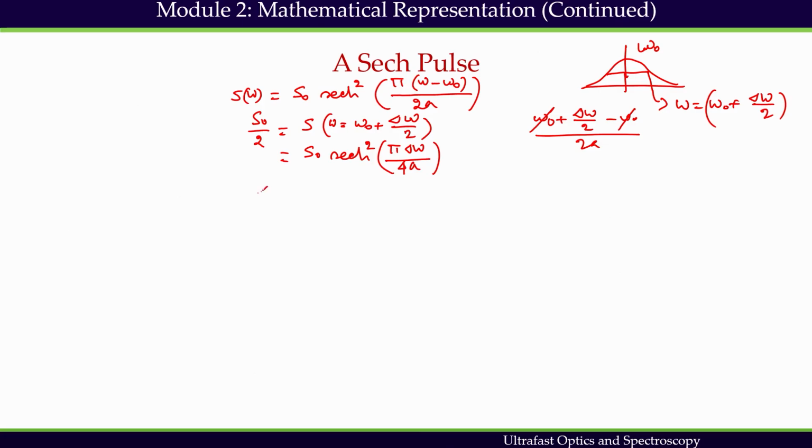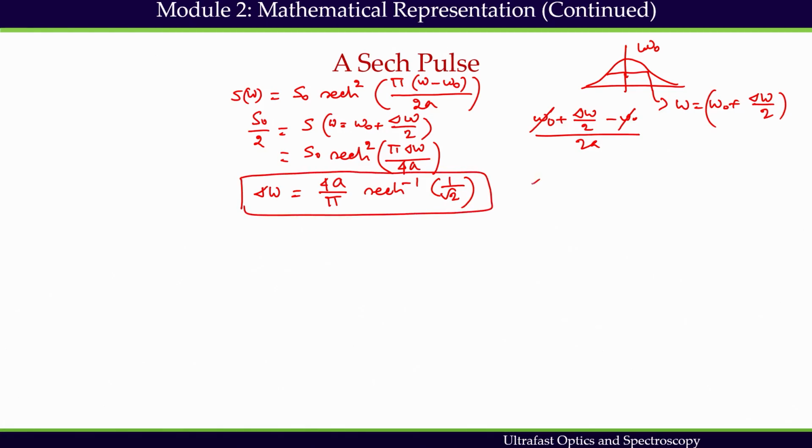or in other words delta omega. If I rearrange this equation, we get 4a by pi sec hyperbolic inverse 1 by square root of 2. So I have delta omega expression. In the previous slide I had the delta t expression, which was 2 by a sec hyperbolic inverse this.